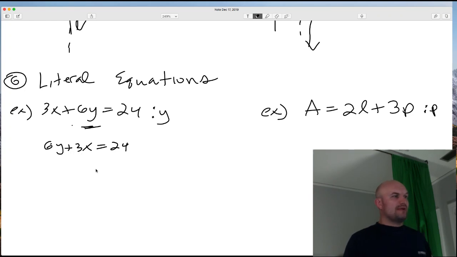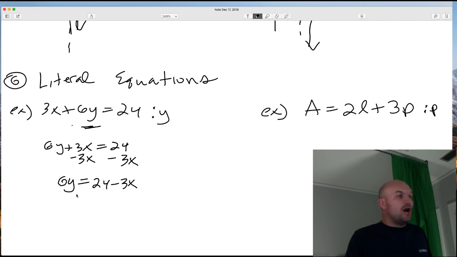So when you rearrange it, we always want to undo addition and subtraction first, and then undo multiplication or division. Let's see. So in this case, we're trying to solve for y. To undo adding 3x, I'm just going to subtract 3x. Now, again, 24 is a number, and 3x is a variable expression. So they're not like terms, so we can't do anything really here. We're just going to leave it as is. So 6y equals 24 minus 3x.